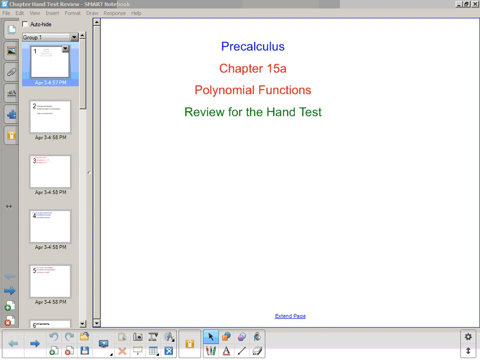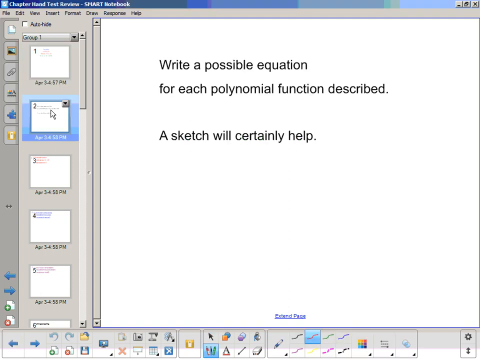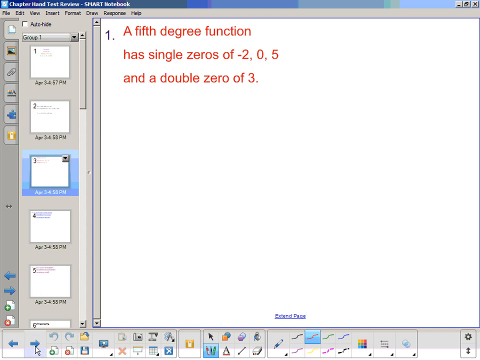Welcome. We are going to be going over the review for the hand test for the polynomial functions test. And the very first section is to write a possible equation for each polynomial function that is described. And there could be a myriad of equations. We're just looking for one of them. And oftentimes a sketch does help.